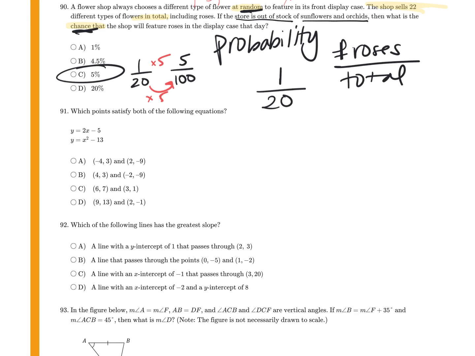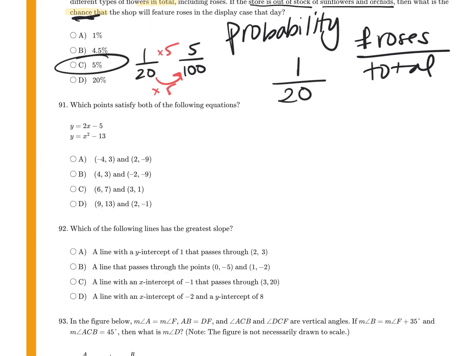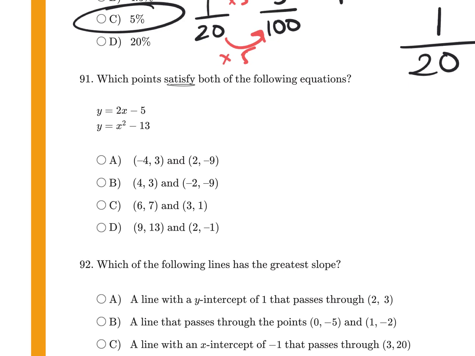Which point satisfies the following equation? All right, so this is a system of equations. Satisfy means which makes it true. So we can plug in the answer choices and see which one makes it true. Always start with B or C. I'm going to start with C because I don't want to mess with the negative numbers just yet. So I'm going to test 3, 1. That means I'm going to make x equal to 3 and y equal to 1. And I'm going to see if that makes a true statement.